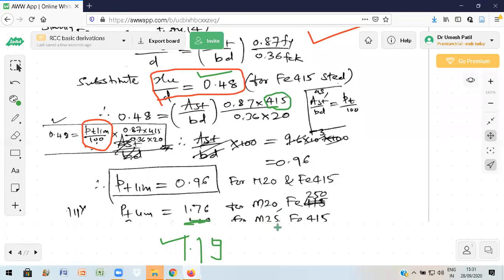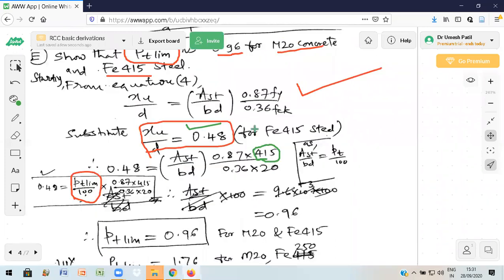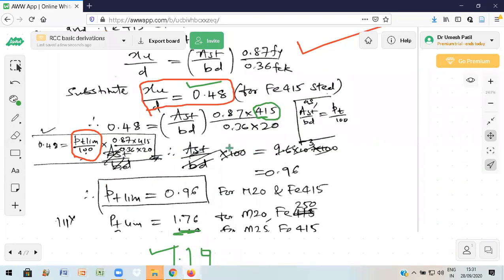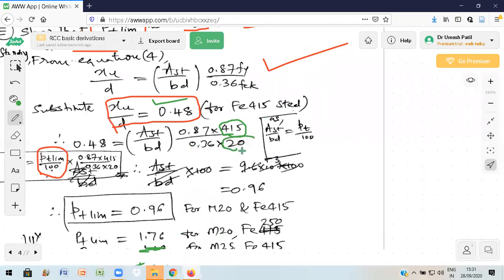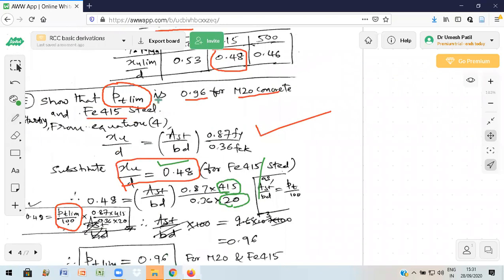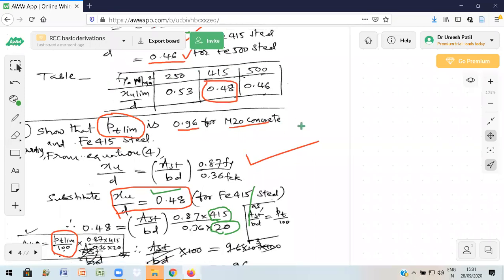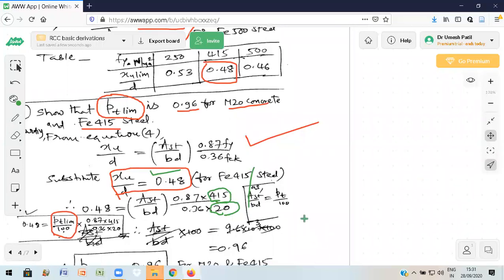Just for understanding, I have given this one. So since 415 is given, this number remains as it is. But since it is 25, in place of 20 here, I have to put 25. That's all. So if it is M25 Fe415, you have to see XU by D from this. Now, can you solve this problem if I say like this? For M25 and Fe500, you try this. You give me the value of PT limit. Then only it means you have understood this one.